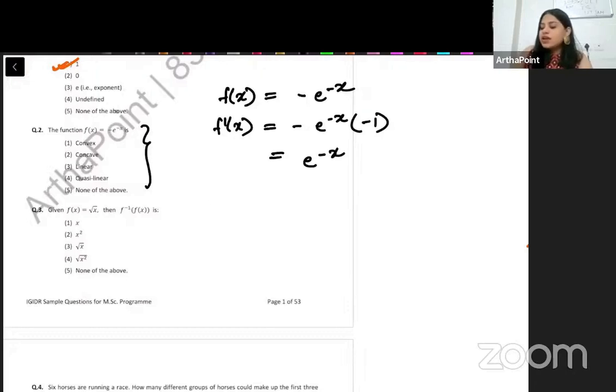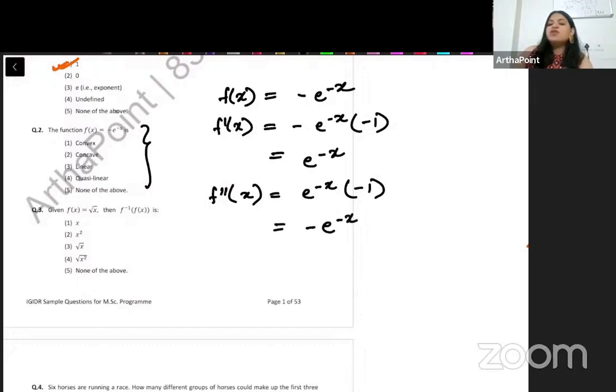Now I must do the second derivative. If I differentiate this again, beta, I will get e^(-x), and then I have to differentiate the power. Differentiation of minus x will be minus 1. So this will be minus e^(-x), which is less than 0. Therefore it is concave. So this function is a concave function.